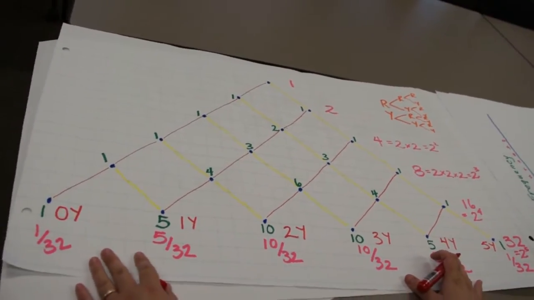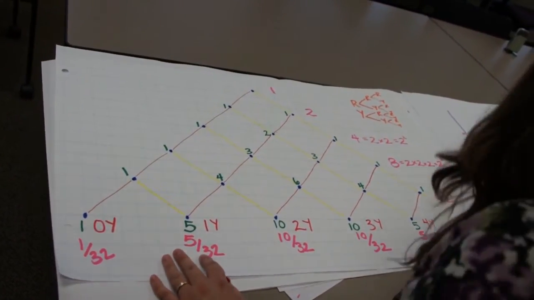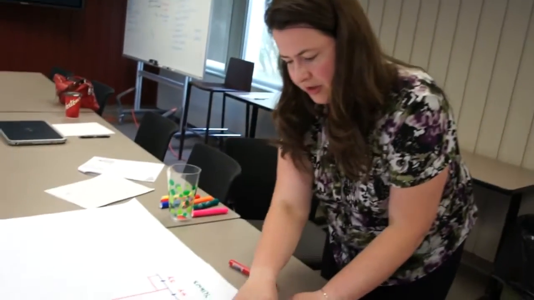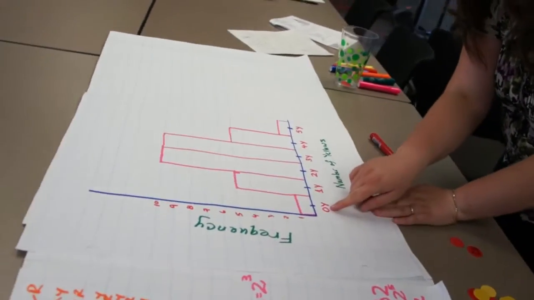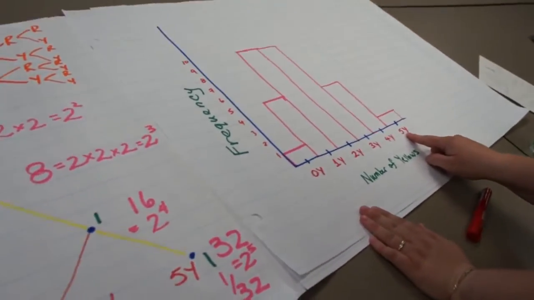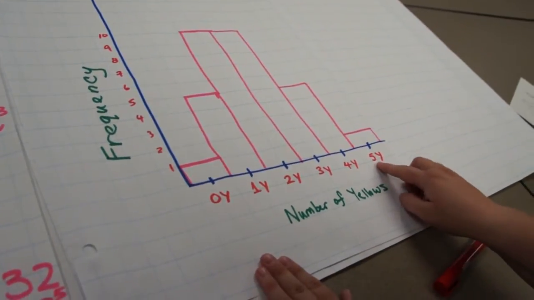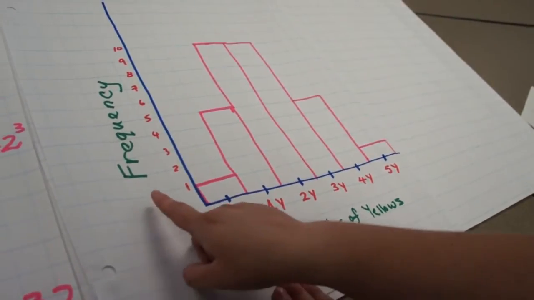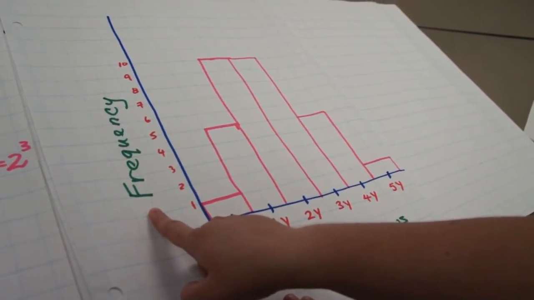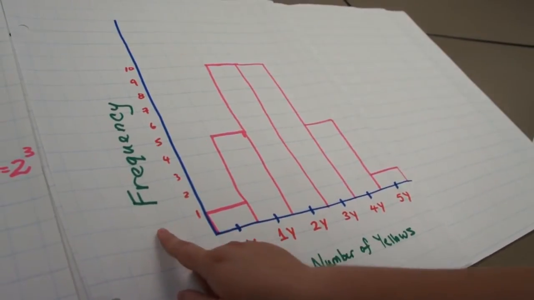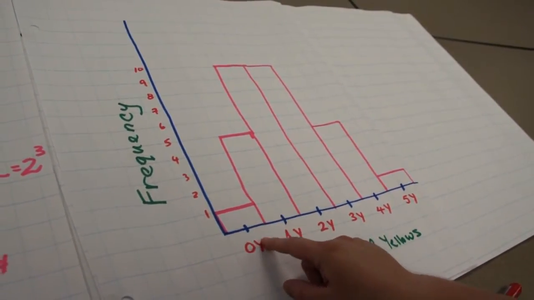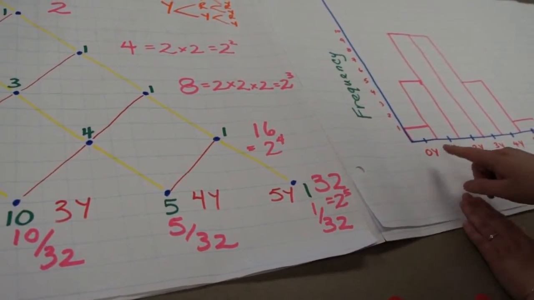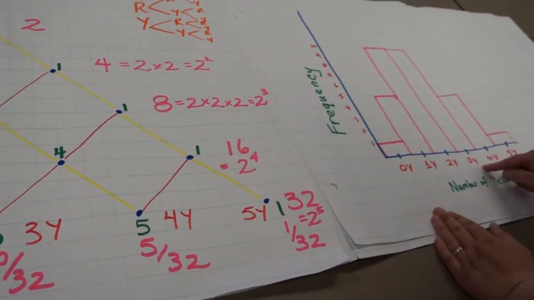So we could summarize this information in a graph, and that's what I have over here. On the horizontal axis, the x-axis, I have the number of yellows that we end up with when we run through this experiment, flipping the coin 5 times. And on the y-axis, the vertical axis, I have the number of times this comes up, also called the frequency. So the height of these bars is going to depend on how many paths from our triangle we could take to get to 0 yellows, 1 yellow, 2 yellows, 3 yellows, and so on.